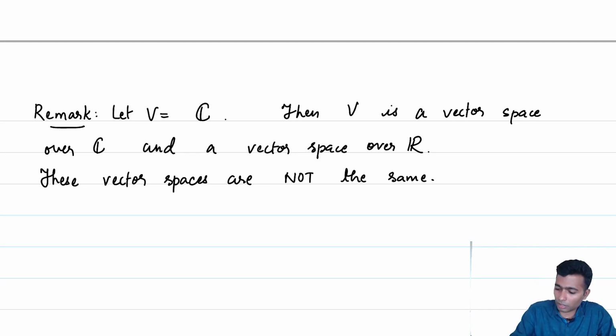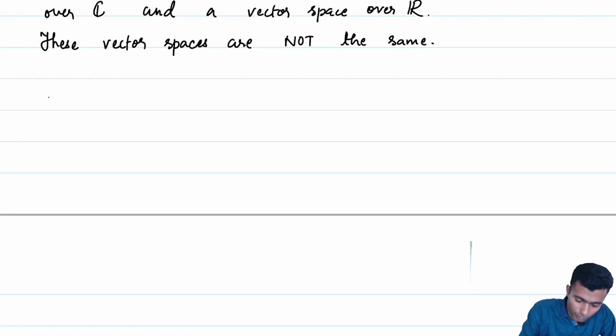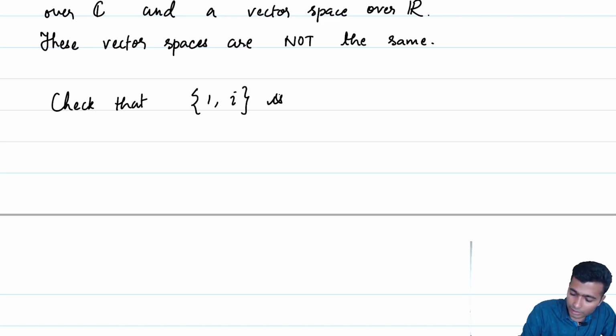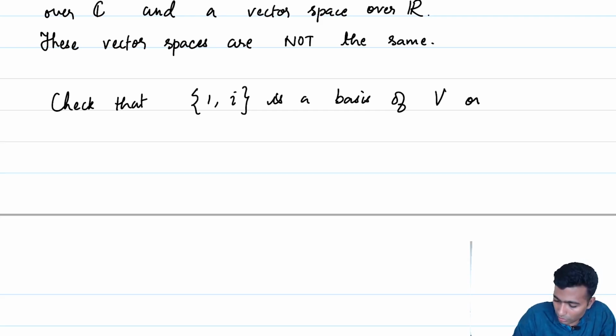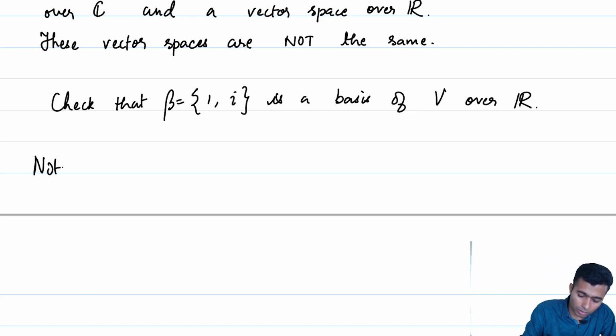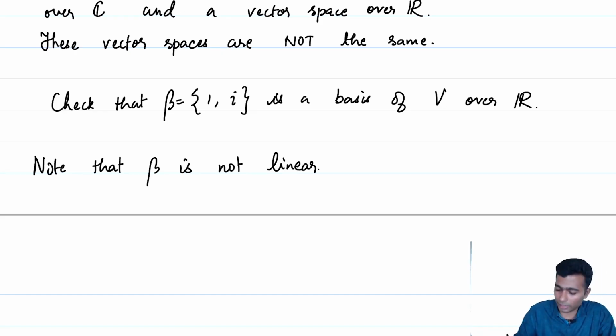And that is precisely what it means to say that the vector spaces are not the same. Just to give you an idea about why, I will allow you to check a basis for V over R. I'll just give you an example: 1 comma i is a basis of V, in this case C over R. However, note that this set, let me call it beta, is not linearly independent when you consider V as a vector space over C.